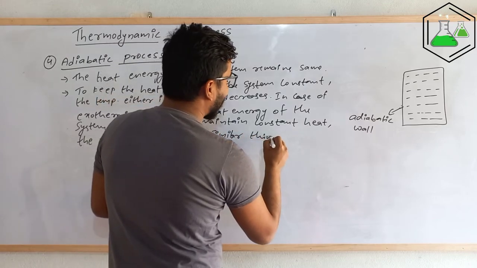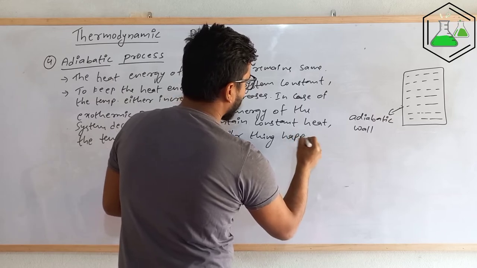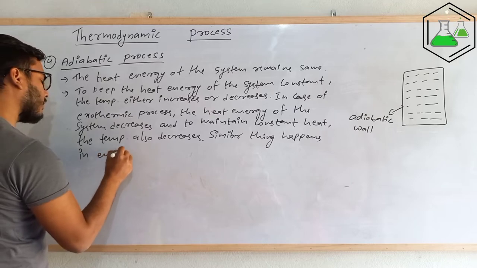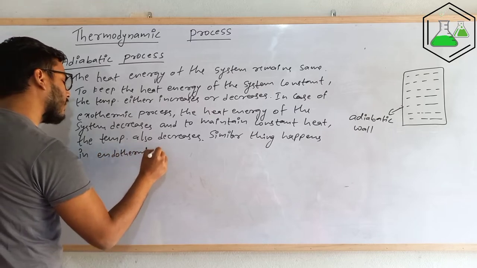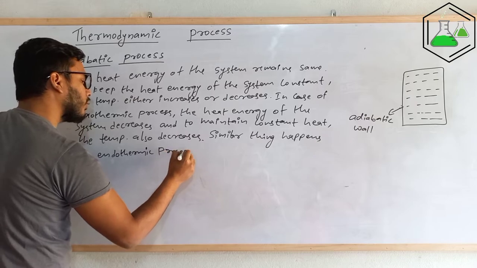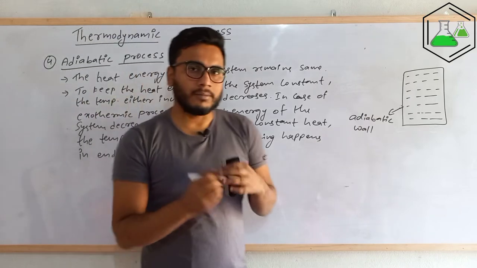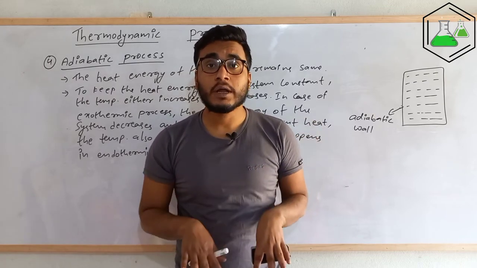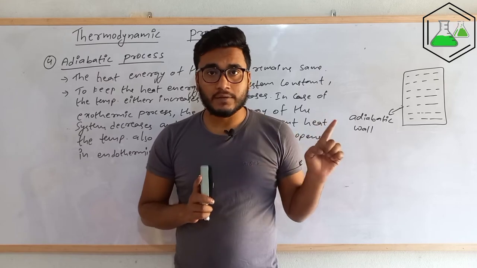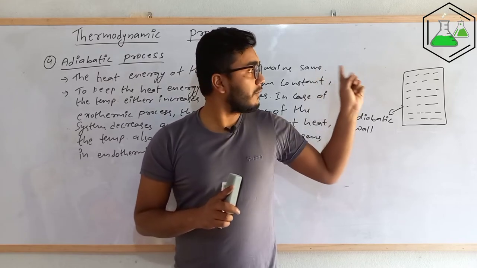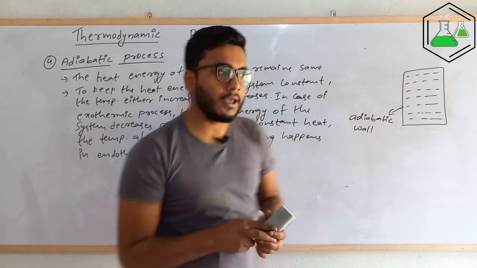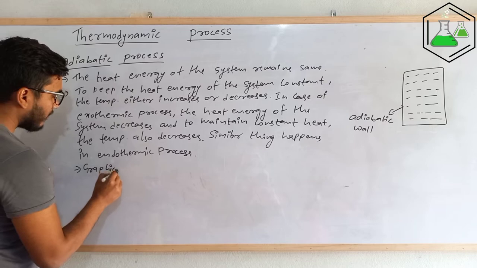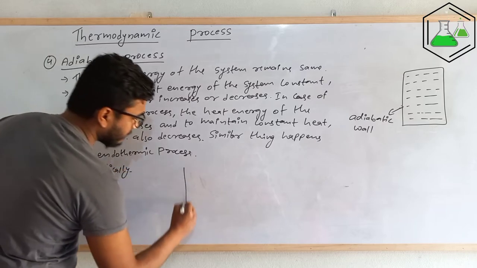Similar thing happens in endothermic process. So in endothermic process, the heat energy of the system decreases, and to maintain that heat energy constant, the temperature of the system also decreases. But there is no exchange of heat and matter between the system and the surrounding. Okay, and graphically, if we see this process, then we get a graph like this.